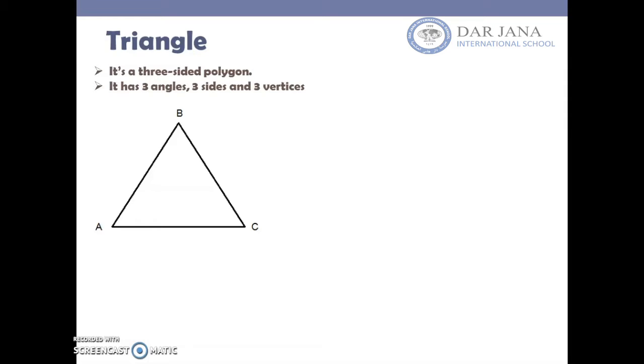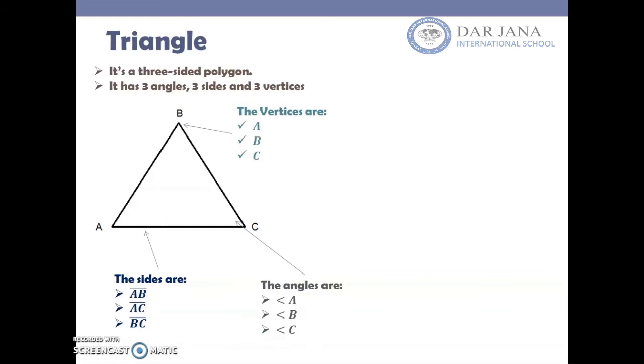And of course you can see that at A, it's called the vertex of the angle. You have an angle formed at point A, at point C, and point B. So in all, a triangle has three angles, three sides, and three vertices. The angles are angle A, angle B, angle C, and the sides are the segments AB, segment AC, and segment BC, and the vertices are point A, point B, point C.